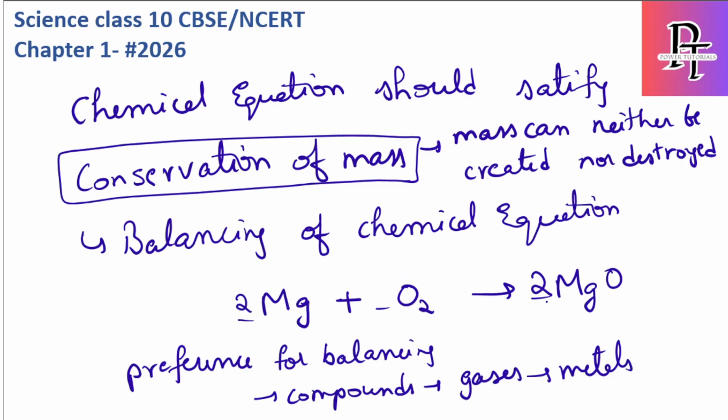You might have a doubt here: is the 2 present only for magnesium or for oxygen? If a compound has a number in front, then this number is applicable for all the elements present in it. That's why I can say it is 2 magnesium and 2 oxygen. So this is a balanced chemical equation, where the number of atoms present in the reactant side is equal to the number of atoms present in the product side.